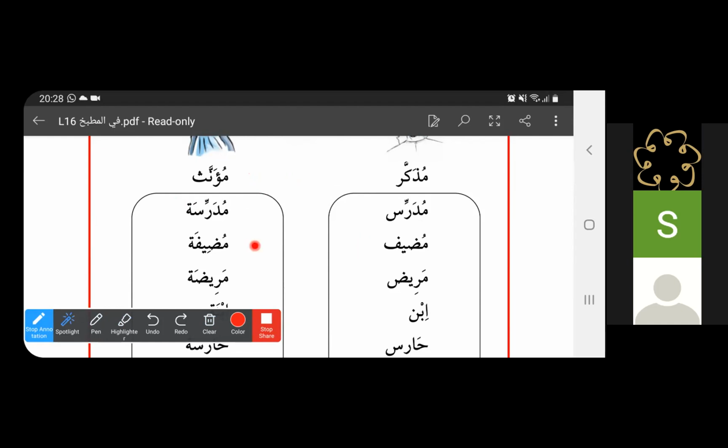مضيف, مضيفة. I don't know the meaning of مضيف. Yes, please, anyone? Sidra, what is the meaning of مضيف? Is it cleaner? No, مضيف. Cleaner is عامل, عامل and عاملة. Have you heard the word ضيف? عندنا ضيف. Not ضعيف, Sidra. ضيف, without عين.